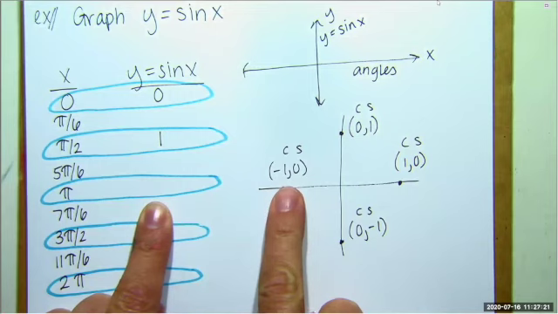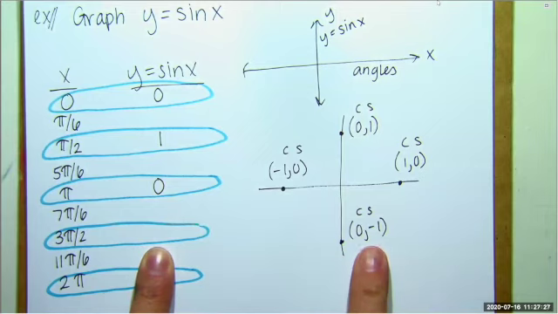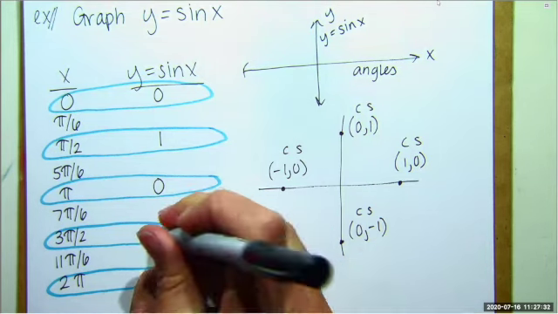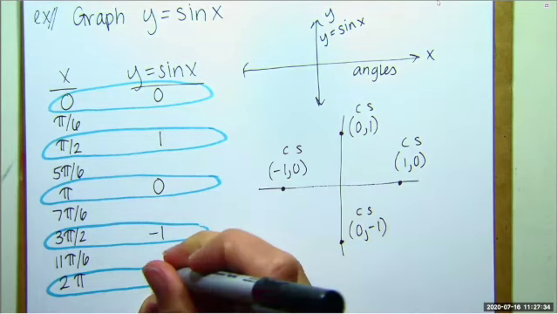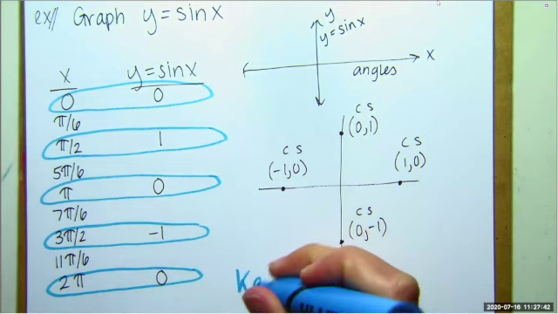How about pi? What's sine of pi? 0. How about 3 pi over 2? What's sine of 3 pi over 2? -1. And back to 2 pi, sine is 0. I'm going to refer to these points as my key points.